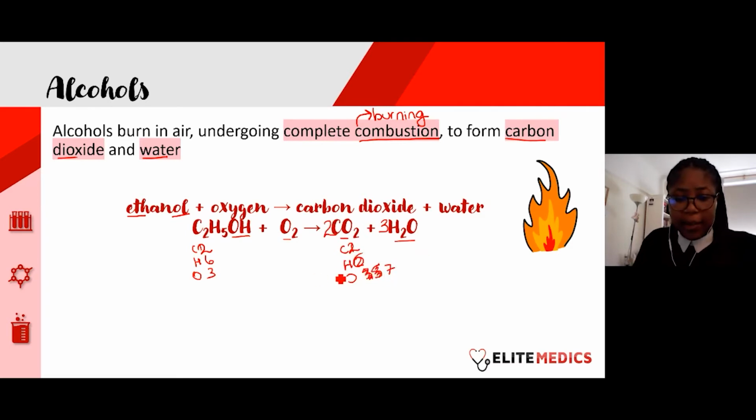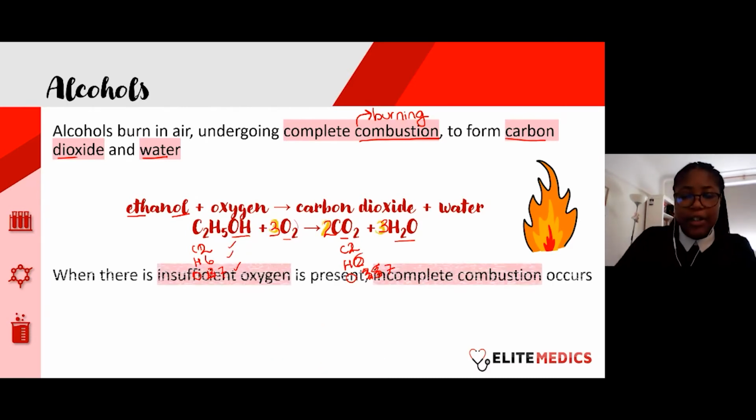So ending with oxygens, we've got 3 on the reactant side, but 7 on the product side. So what we can do is increase the number of oxygen molecules by putting a 3 here. So now we've got 6 oxygen atoms here and 1 here to give 7. So now each of those are balanced. That's just a quick bit of balancing equations practice.